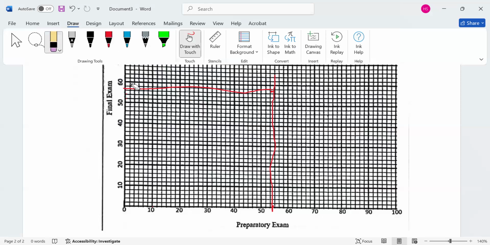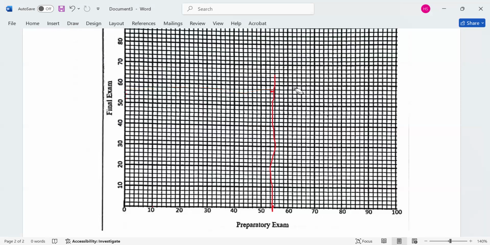Okay, let's erase this one. We don't need the lines, we just need the dot. Okay, next one, we say we have what, Moeti?